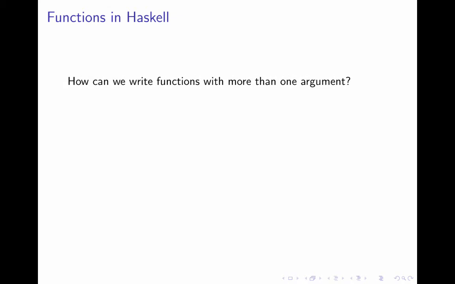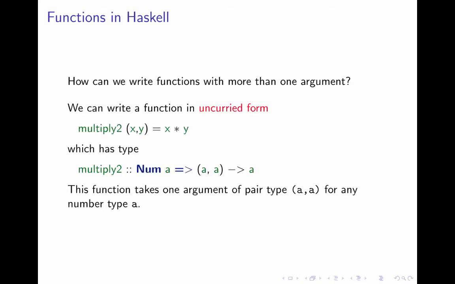But isn't there another way? Oh yes, of course, there is another way to write functions with more than one argument. If we want, we can write a function in uncurried form. Here it is, it's called multiply 2. It takes an x and a y, returns x times y. And now the type of this function is, if A is a type from the type class of number types, then it's A comma A to A. So this function takes one argument, it still takes one argument, the argument is of pair type, A comma A for any number type A. So that's the uncurried form, and as we shall see, one can pass back and forth between curried and uncurried forms of functions. Uncurried functions have tuple types involved, whereas curried functions are higher order functions.